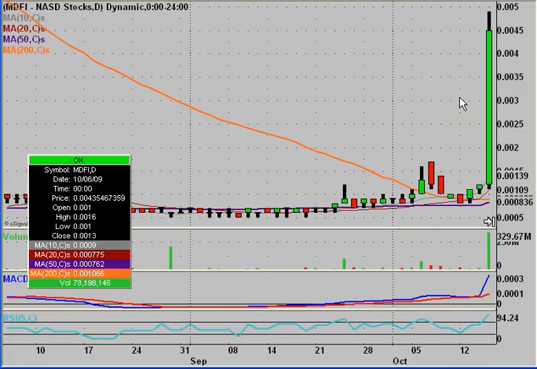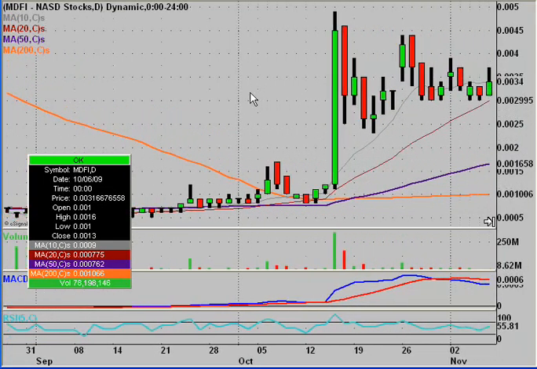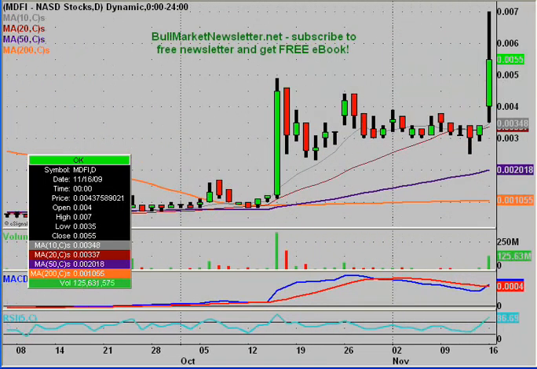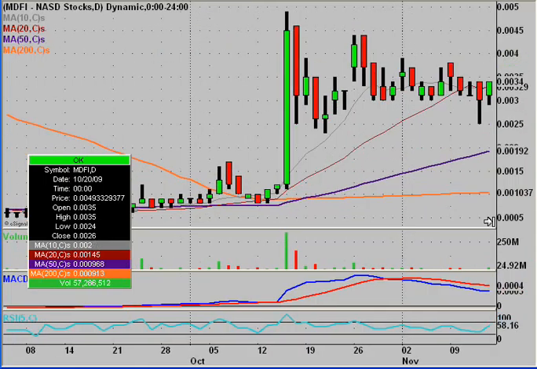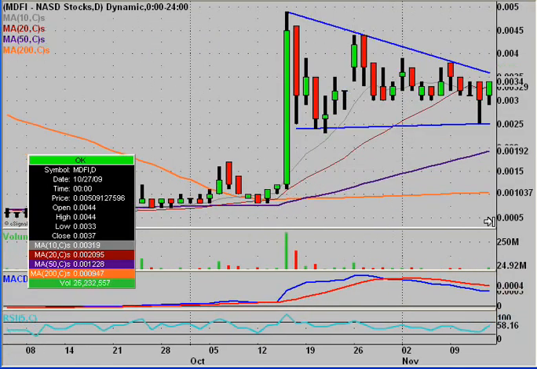But here we had a big breakout day, and this was back on October 15th. And from there, what we had was just it going sideways. So it was just going sideways until finally today. So what we had here was like a symmetrical triangle type pattern, flag pattern, whatever you want to call it, wedge pattern.